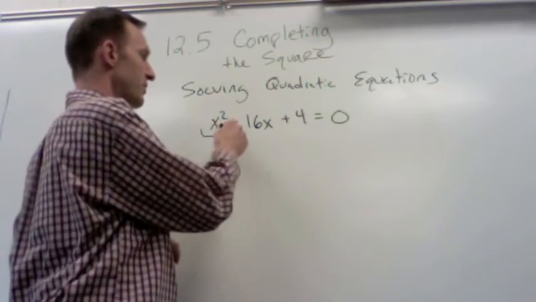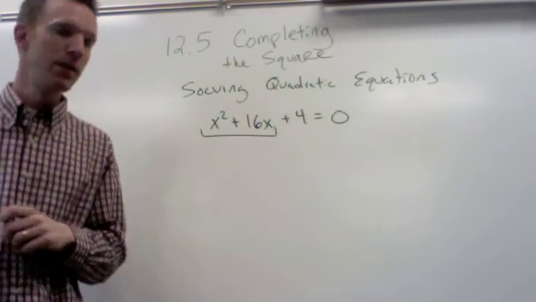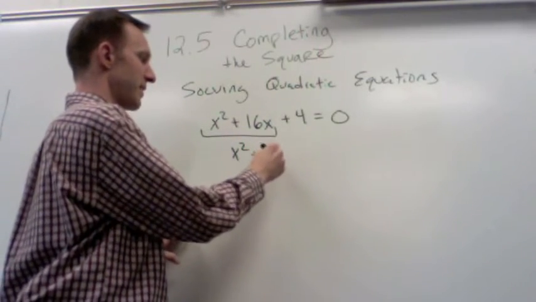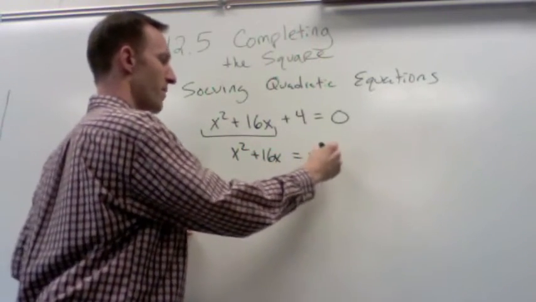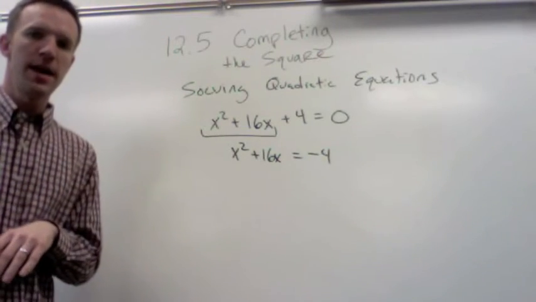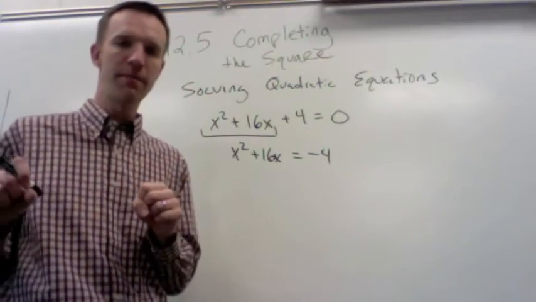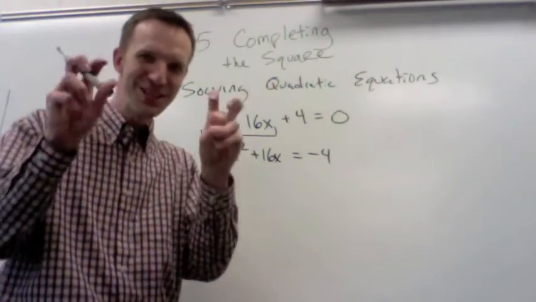So the first thing to do is to get this part by itself. So we're going to move the 4 over. X squared plus 16x equals negative 4. And then this is kind of that whole completing the square thing. You see it? Completing the square.